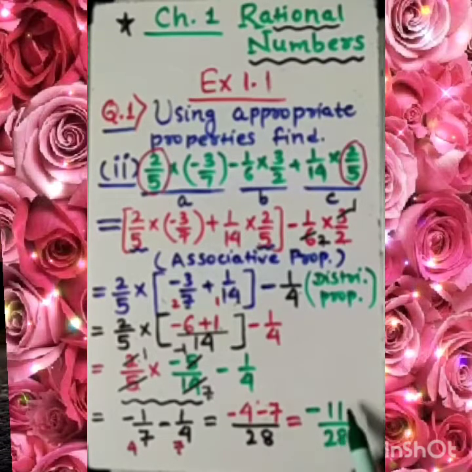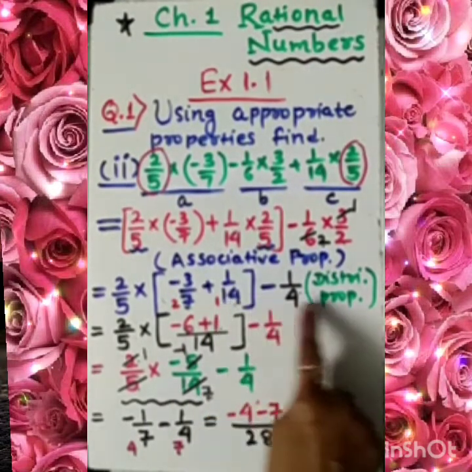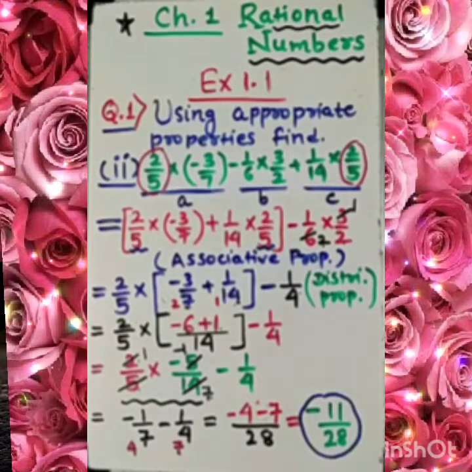There is no common factor in the numerator and denominator. That's why the answer is minus 11 by 28, which is the simplification of the second part after applying the associative property and here in this step the distributive property. Clear to you?